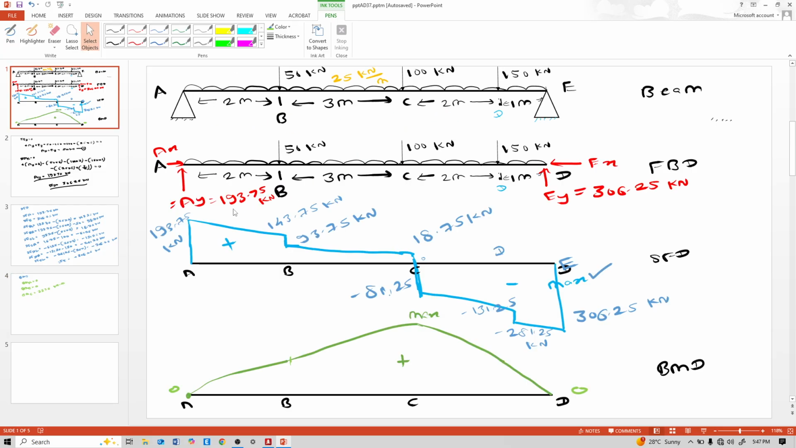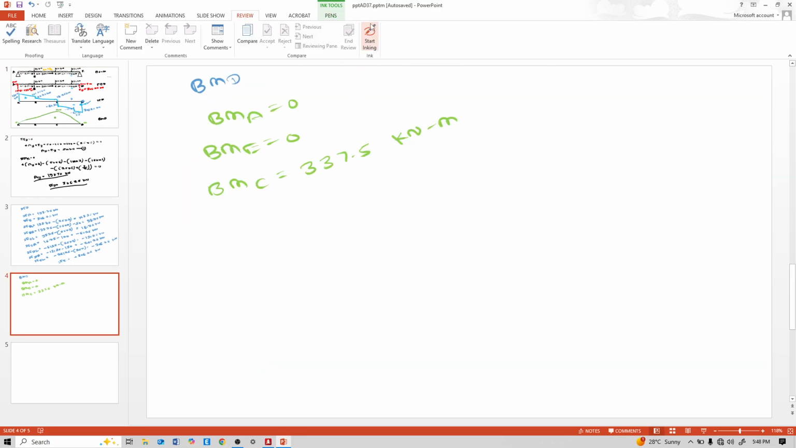Now next is at point C. This is 193.75 into 5, minus 50 into 3, and minus 25 into 5 into 5 by 2. It is 506.25 kilonewton meter.